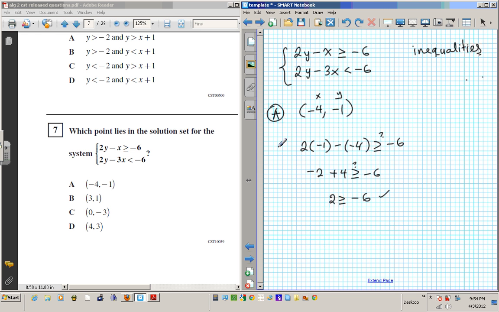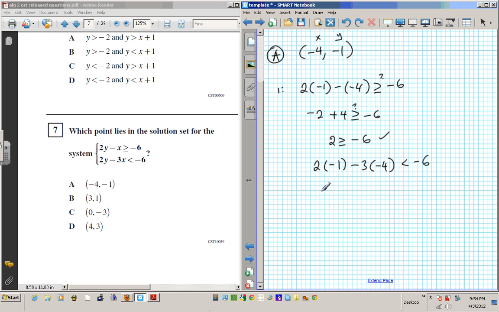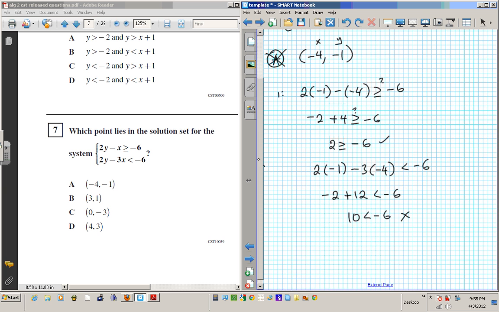Let's call this first one 1. Now let's test the second inequality to see if this ordered pair satisfies it. So the question is 2 times -1 minus 3 times -4. Notice that it's switched around, so be careful. Is it less than -6? Is -2 plus 12, is 10 less than -6? No, fail. Option A is not the answer because 10 is greater than -6.